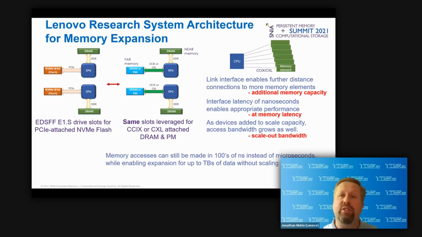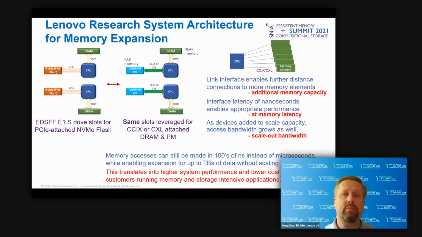So with this architecture, we can still have hundreds of nanoseconds instead of microseconds of latency for memory accesses, but then expand to terabytes of data without really scaling up the cost. Because this can actually leverage the same hardware interconnect as what we already have today in systems for the most part. So this translates into system performance and lower costs for customers that are running memory and storage intensive applications.